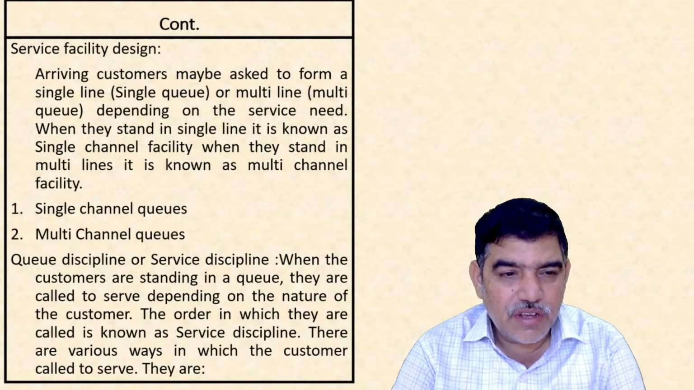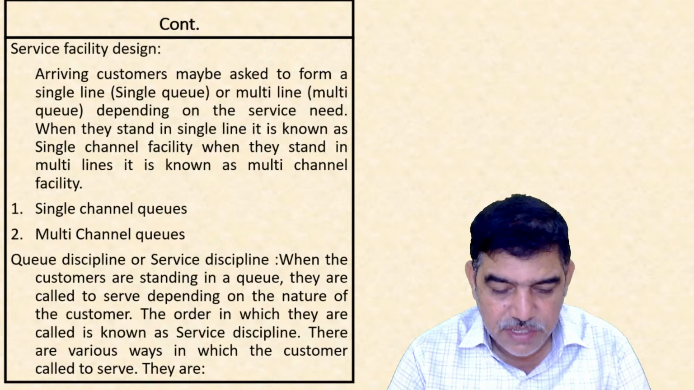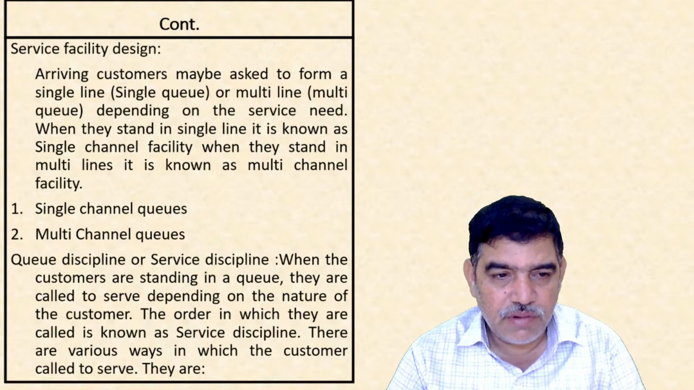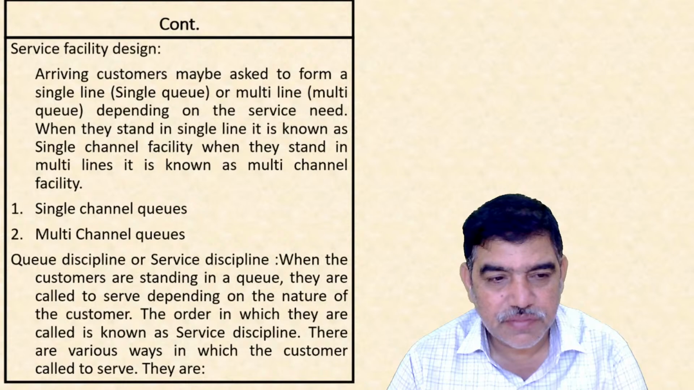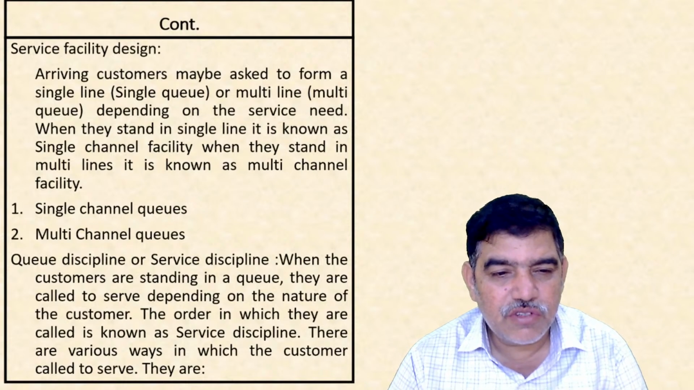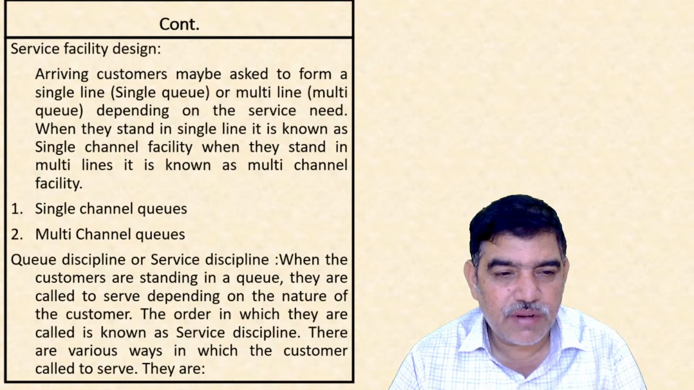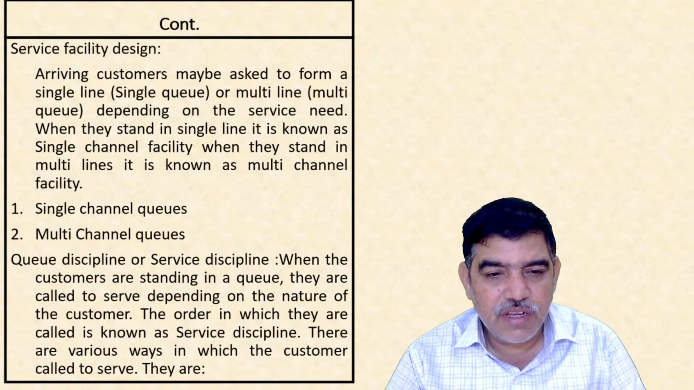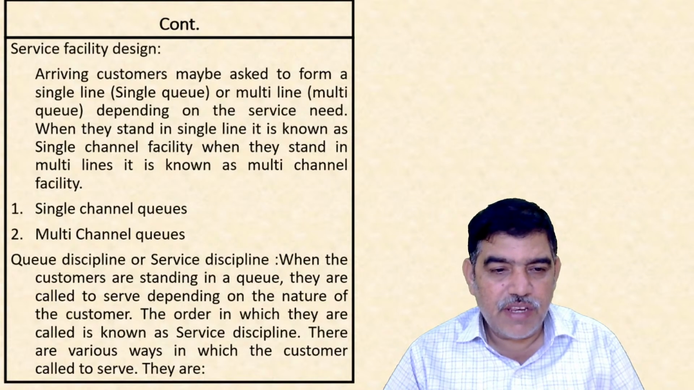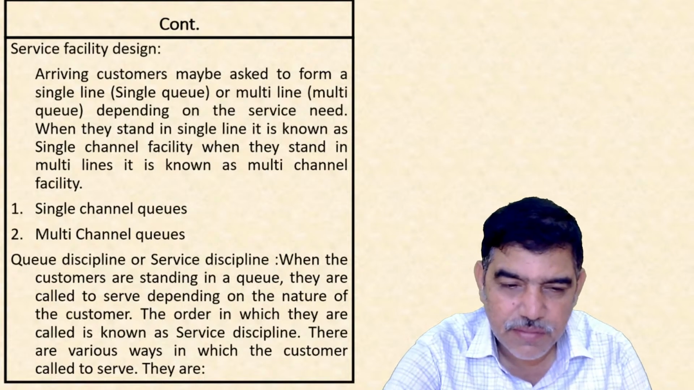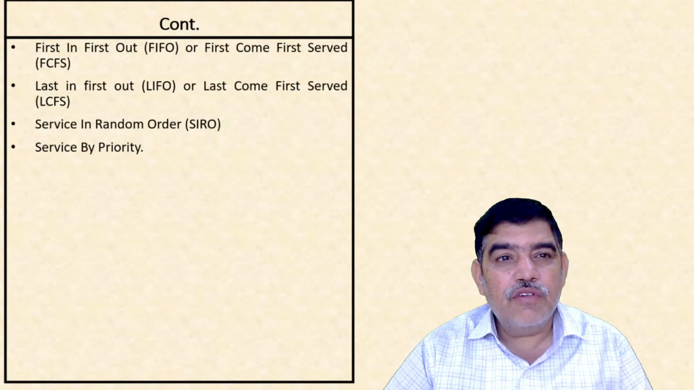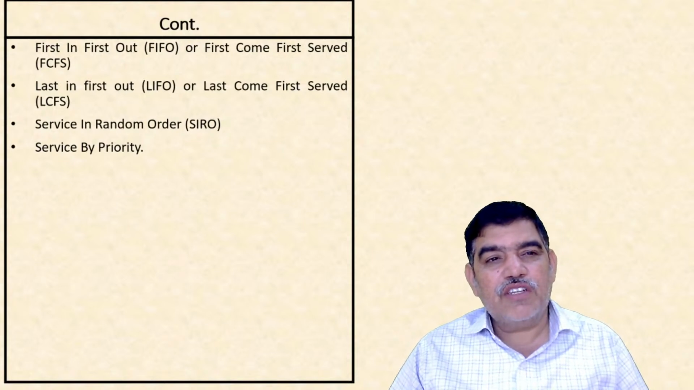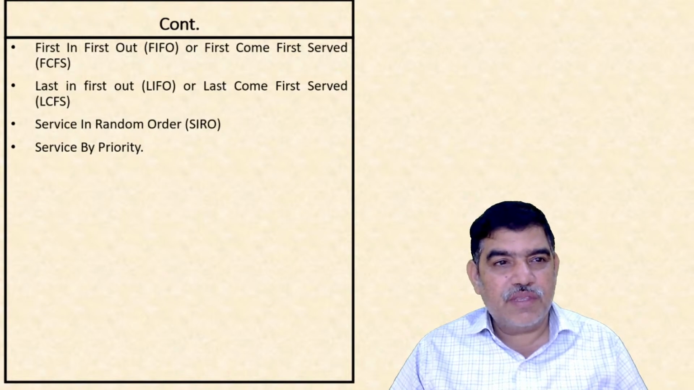Then we discuss queue discipline or service discipline. When the customers are standing in a queue, they are called to be served depending on the nature of the customer. The order in which they are called is known as service discipline. There are various ways in which the customer is called to be served. They are FIFO, that is first in, first out, first come, first served, FCFS.